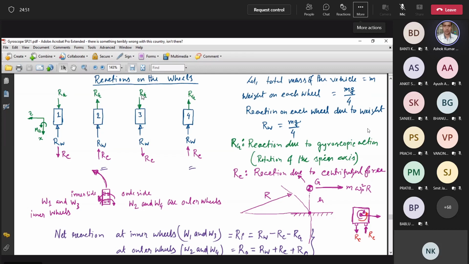They are the same, right? So 1 and 3, they are the same. 2 and 4, they are the same. Because 1 and 3 are the inner wheels, if it is taking a turn, if it is taking a left turn.